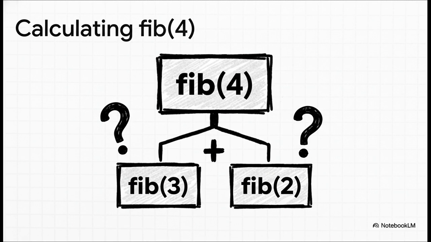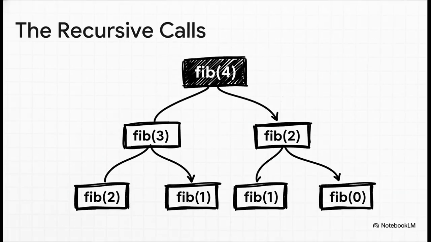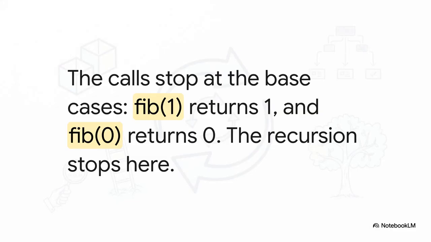Easy enough. But wait, how do we find those values? You guessed it. We do the exact same thing again. The fib of 4 function calls fib3 and fib2. Then, fib3 has to call fib2 and fib1. And fib2 has to call fib1 and fib0. You see this cascade? It's like a chain of command where each step breaks the problem down into even smaller identical problems.